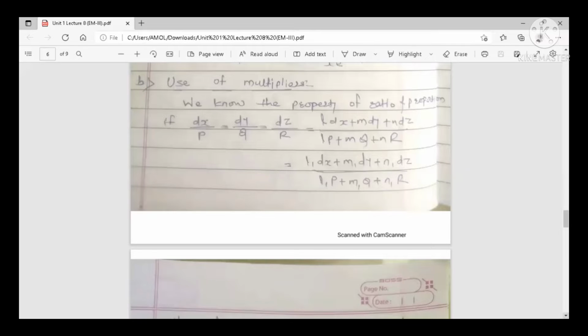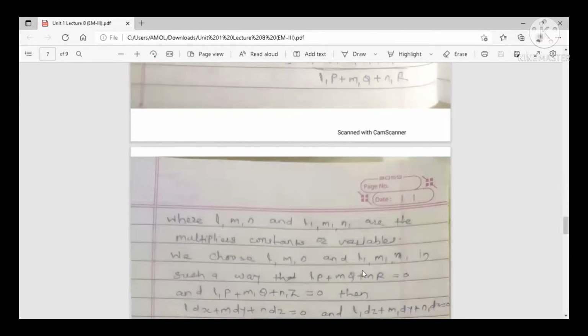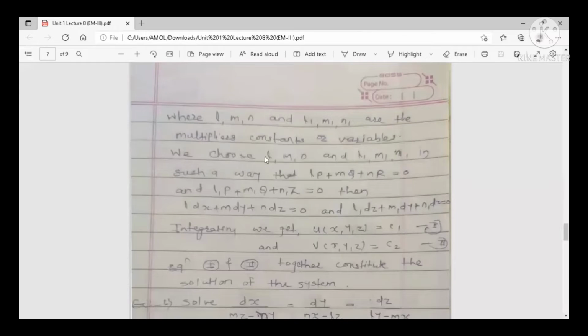So here is the explanation, where L, M, N and L1, M1, N1 are the multipliers. They may be in the form of variables or constants. We choose LMN and L1, M1, N1 in such a way that LP plus MQ plus NR is 0 and L1P plus M1Q plus N1R is equal to 0.